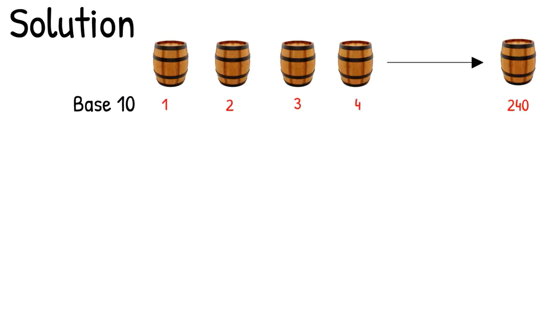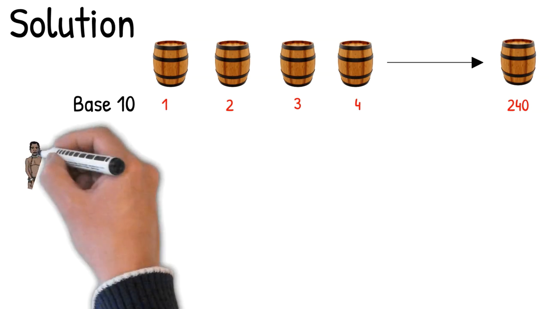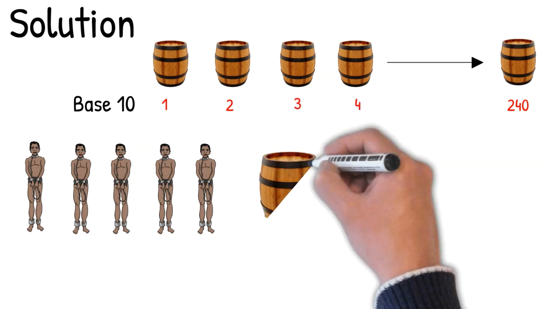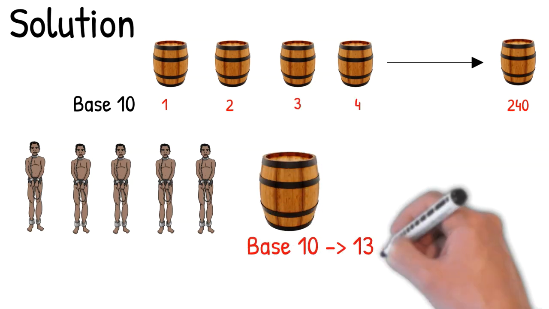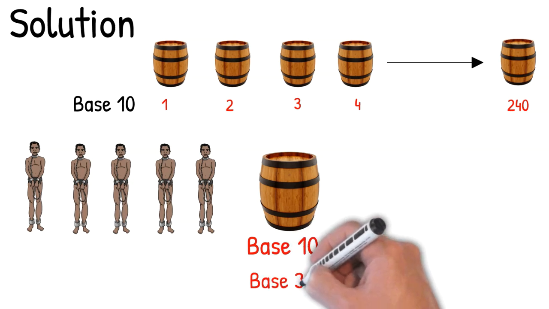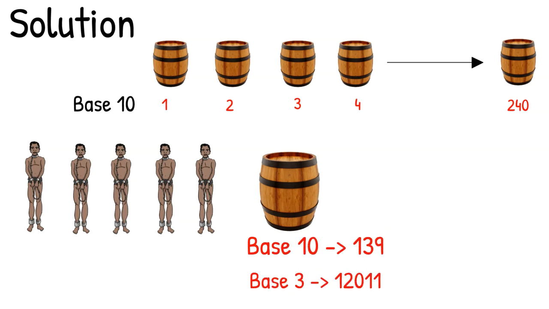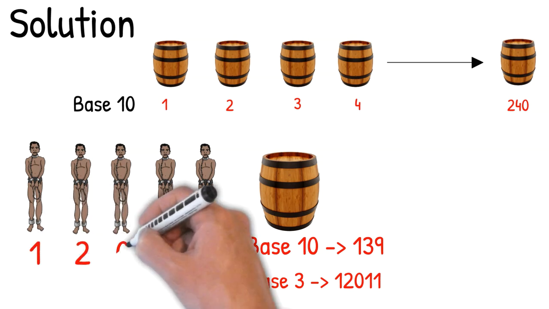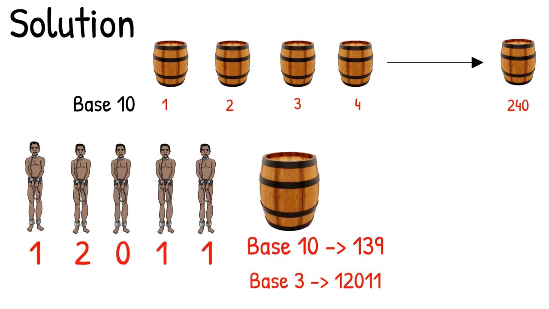Now consider example. Assume barrel 139. Here barrel number is 139, which is represented in base 10, and its equivalent base 3 representation is 12011. You can use online calculator or any other calculation methods to convert the number from base 10 to base 3 representation. Here, if you observe carefully, third digit is 0, so don't feed slave 3 from this barrel. The logic is simple.